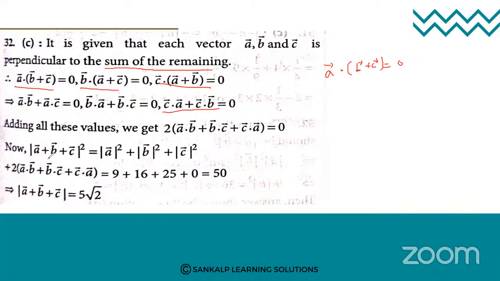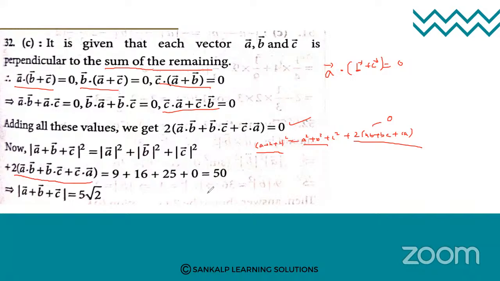So now, mod a plus b plus c whole square will be equal to what? Here we are using the formula: a plus b plus c whole square is equal to a square plus b square plus c square, plus 2 times (a dot b plus b dot c plus c dot a). But this value is equal to 0 as per the condition. So a plus b plus c mod square will be equal to mod a square plus mod b square plus mod c square. On simplifying, at least this part, 2 times a dot b, b dot c, c dot a, will be equal to 0.